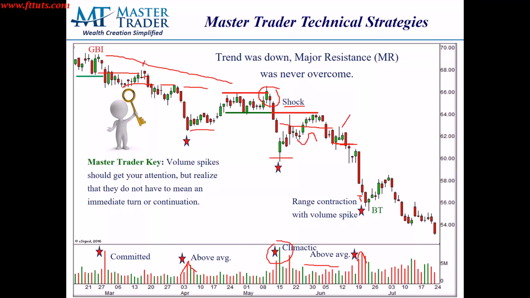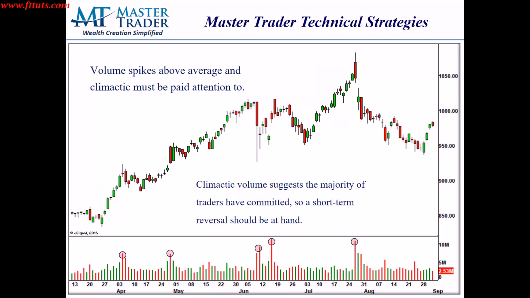The trend is still down. We're not interested in longs at this point. Right? We're paying attention to what's happening here as volume spikes. Note the bottoming tail bar, this little retracement, and then the move back down again, and so on. Volume spikes above average and climactic must be paid attention to, of course.